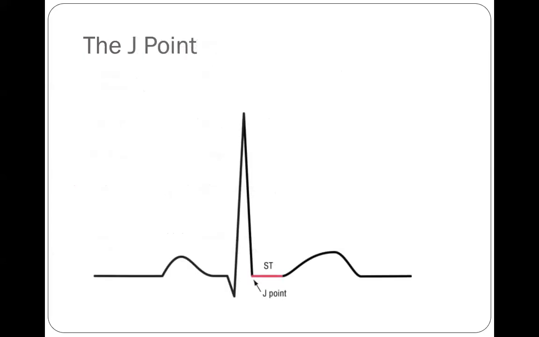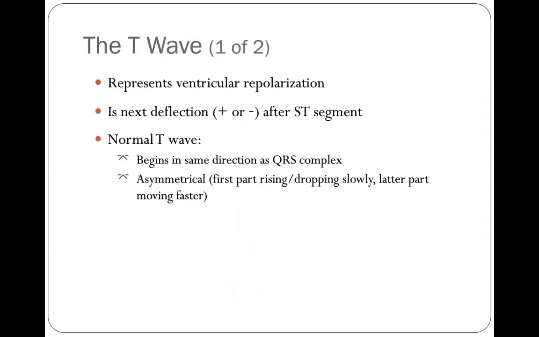The J point, again, is the start of the ST segment, and ST elevation and depression is determined by where the J point is. So sometimes we'll have an ST segment that might start above the baseline but end below. It's where it starts that tells us if there's elevation or depression. And then the T wave represents ventricular repolarization.